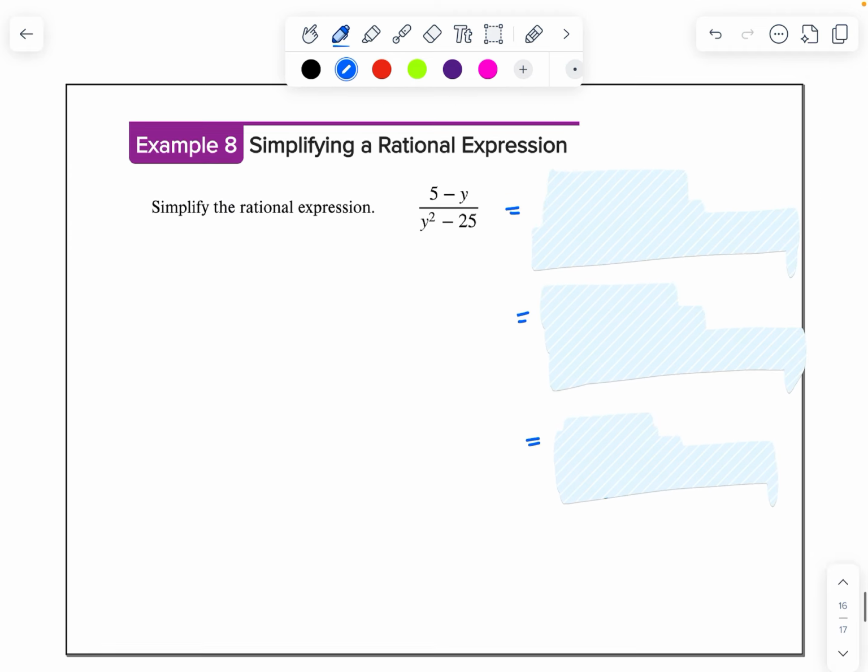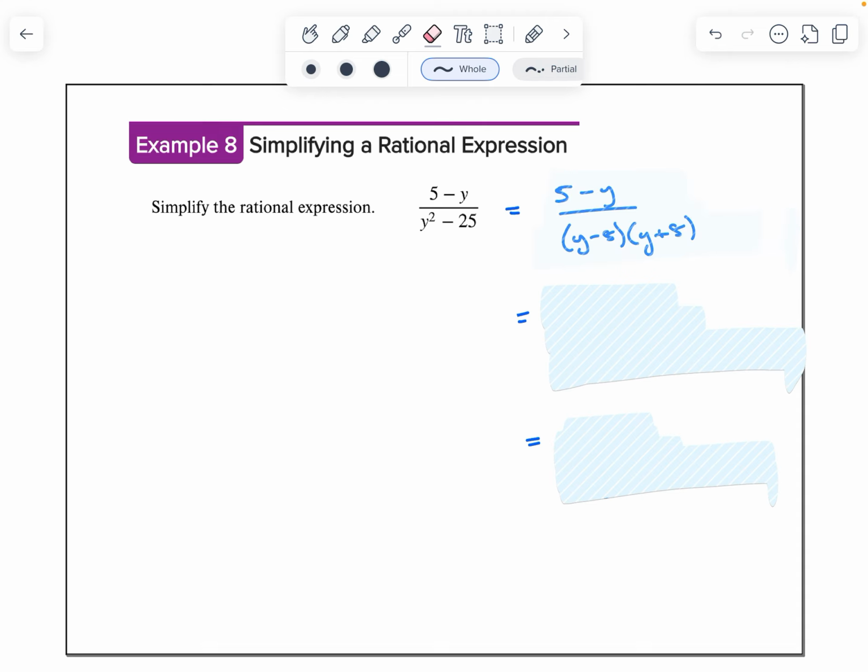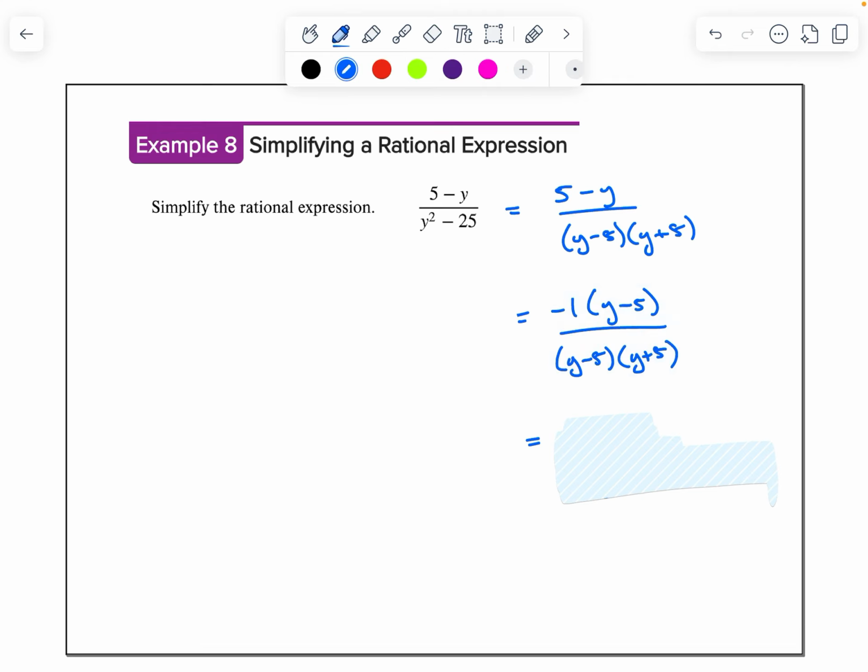All right, another example like that, you should try this. It's going to work very similarly. I'm going to start showing you my answers here. If we factor the bottom using difference of squares, notice we have a y minus 5 and a 5 minus y. They're almost the same. If we take a negative 1 out of the top, it'll make a match. And then we can eliminate the y minus 5s. And what we're left with is negative 1 on top, y plus 5 on bottom.